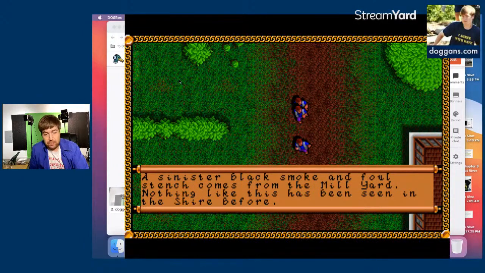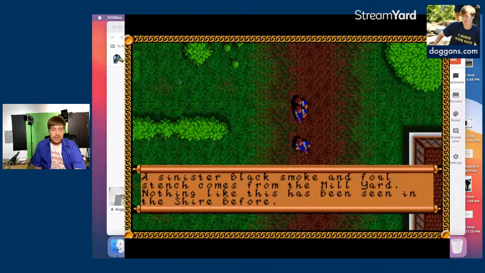A sinister black smoke and foul stench comes from the mill yard. Nothing like this has ever been seen in the Shire before.